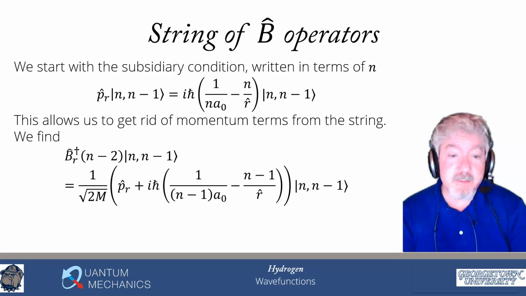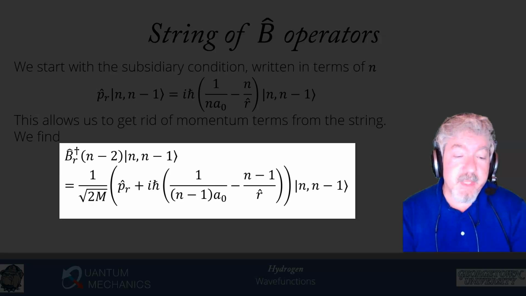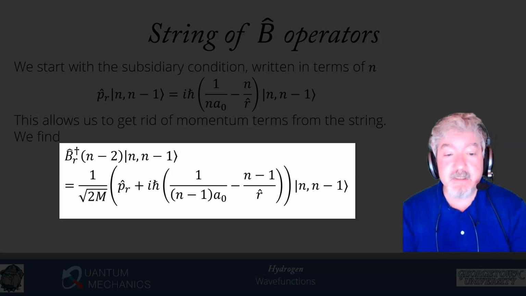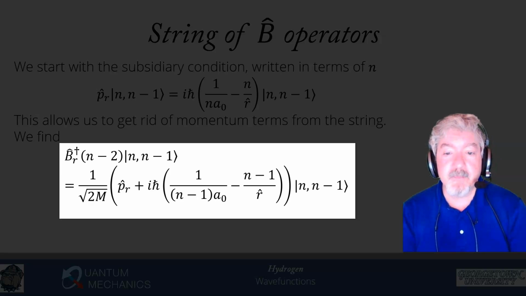However, the first step is actually fairly simple. So if we construct B dagger of r of n minus 2 and act it on the state n comma n minus 1, it's just 1 over square root of 2m, p_r plus i h bar, times 1 over (n minus 1)a0 minus (n minus 1) over r hat. The plus i h bar is there because the B operator has a minus i h bar, and we are, of course, taking the Hermitian conjugate for the B dagger.